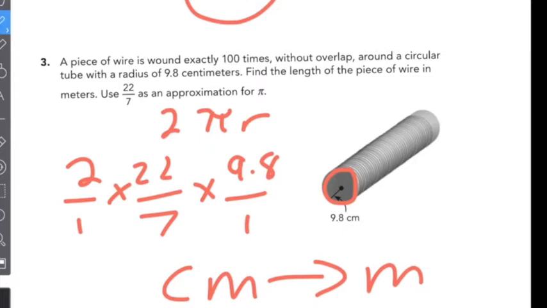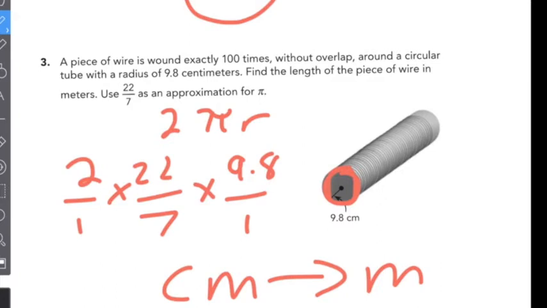And you have to remember, though, that that answer is only for one of the circumferences, or one of the loops there, and you have to do it 100 times. In the end, you're going to see there's an easy way to do it, but your answer is going to be in centimeters, and you have to get to meters. So you have to divide by 100 to get to meters.